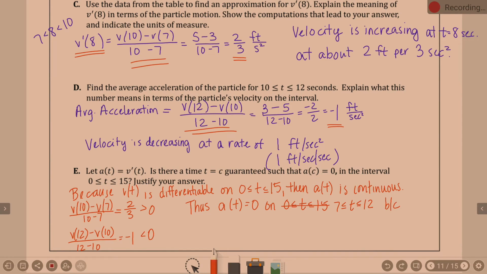because v prime of t changed from positive to negative at some time. Okay.